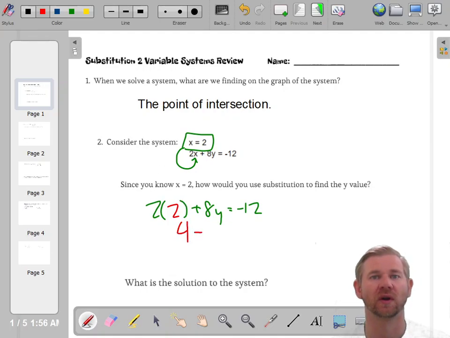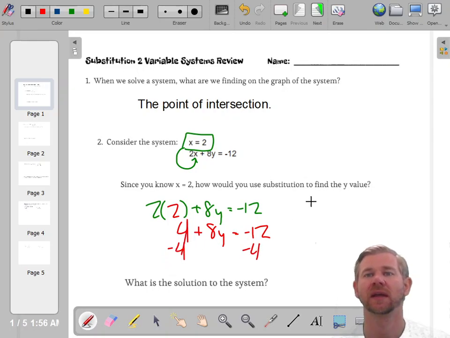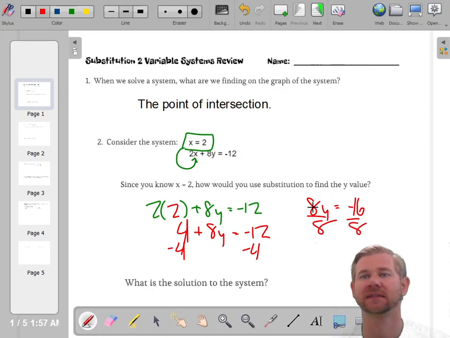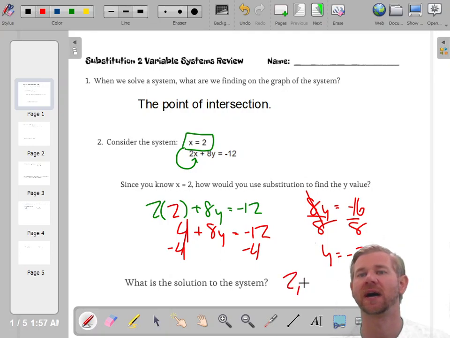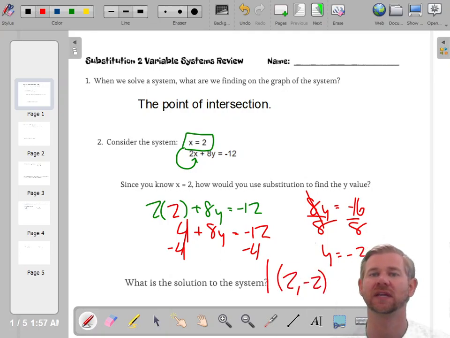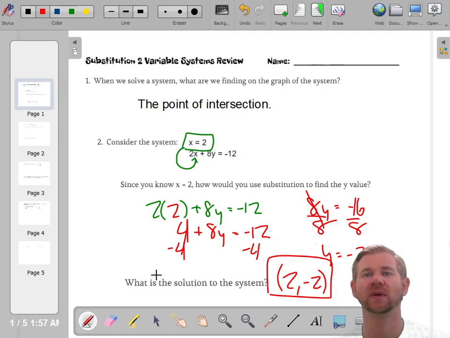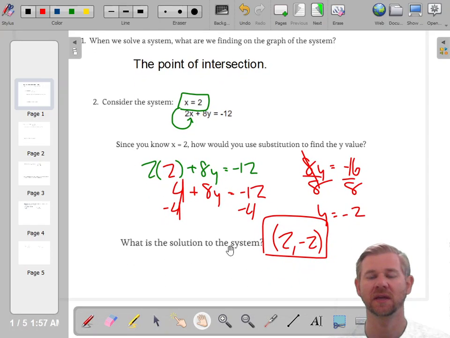2 times 2 is 4. To get 8y by itself, you subtract 4. 8y equals negative 12 minus 4, which is negative 16. And then when you divide by 8, negative 16 divided by positive 8 is negative 2. So the x coordinate, we already knew x was 2. Now we know that y is negative 2. So the solution to the system is 2, negative 2. In that one, it's pretty easy.